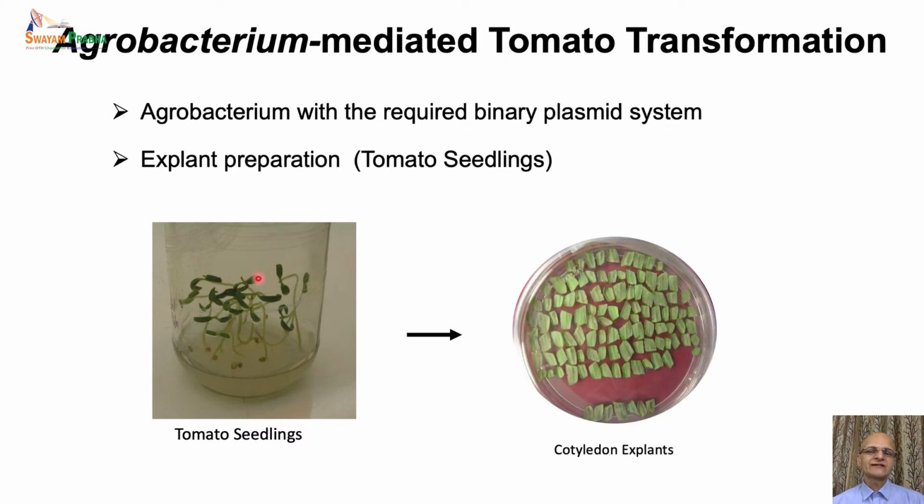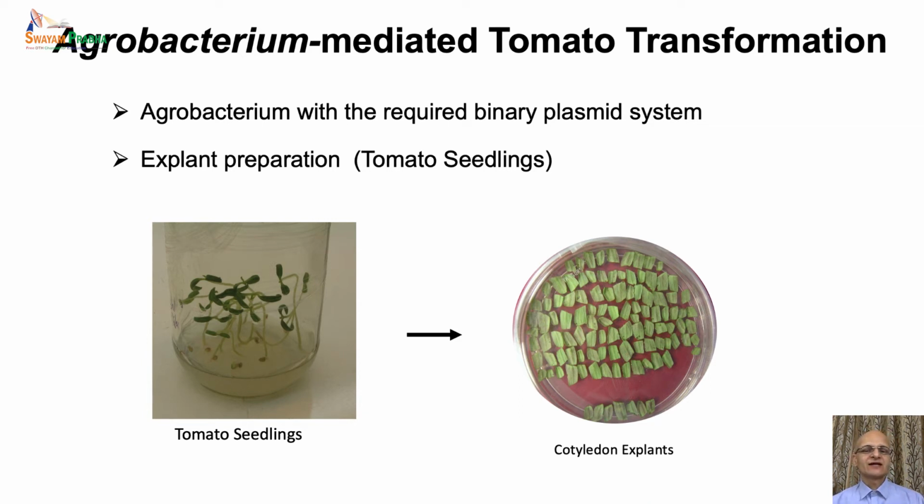The first leaves that appear when the tomato seeds germinate are called the cotyledons, or embryonic leaves. These cotyledons are excised from the tip as well as from the base of the leaf and are placed on the MS media supplemented with the required hormone for the induction.